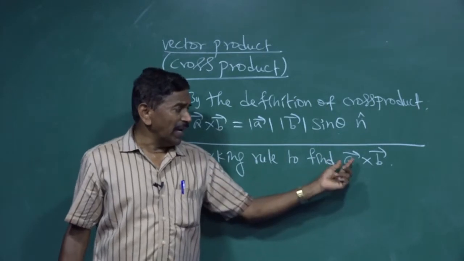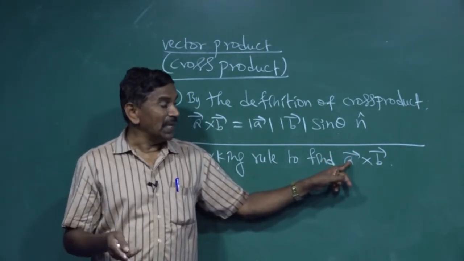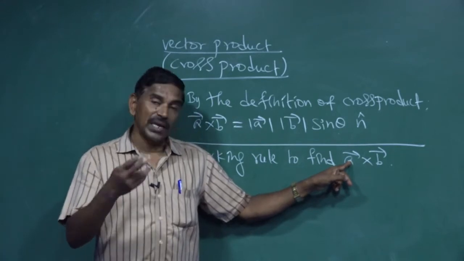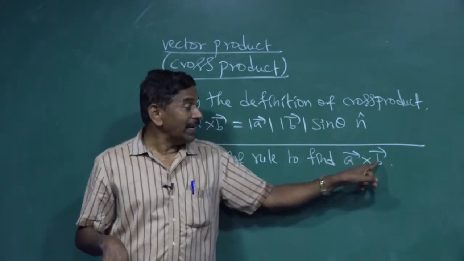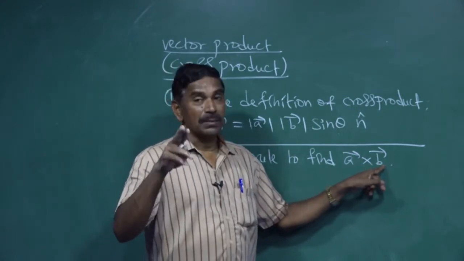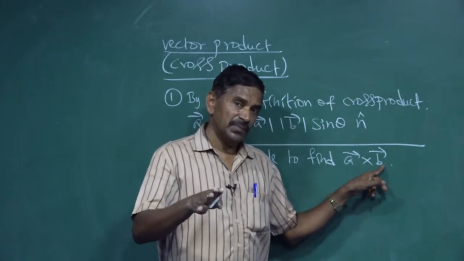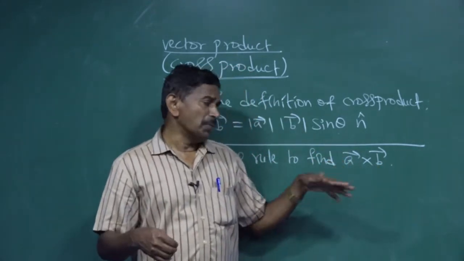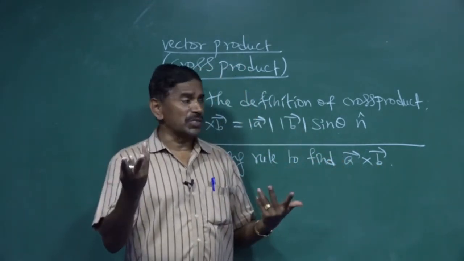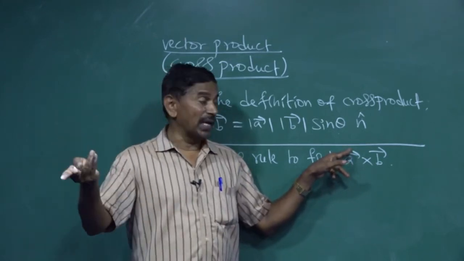Let A vector be equal to A1 i cap plus A2 j cap plus A3 k cap. Let B vector be equal to B1 i cap plus B2 j cap plus B3 k cap. So for our convenience, one can take different coefficients also, no problem. Suppose A vector equals i cap plus j cap minus 2 k cap.